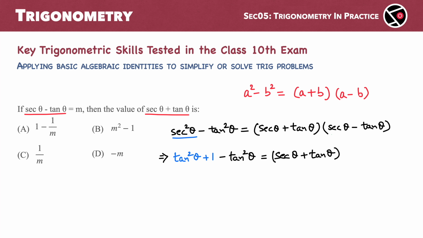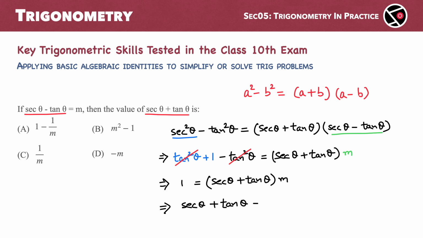And sec theta minus tan theta with m. Solving further, sec theta plus tan theta equals 1 by m. C is our choice.